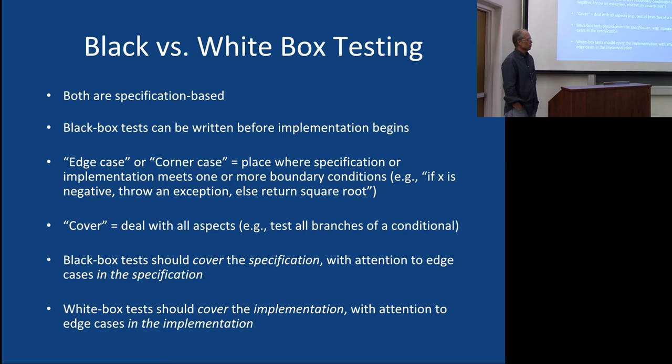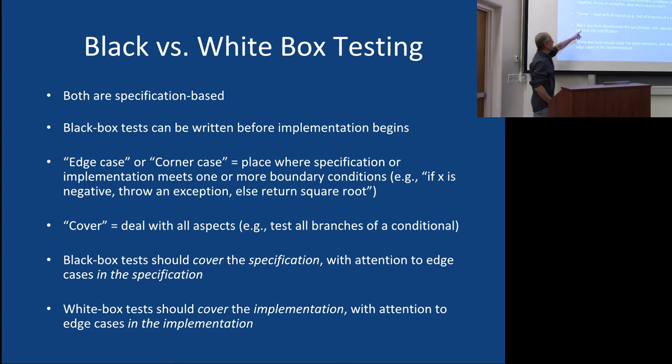Now, in either one, you talk about edge cases or corner cases, and that's just a boundary condition. Like if the method says it does one thing if the number is positive and another thing if the number is 0 or negative, then you probably ought to test for 0 or for a small positive number, because there's a discontinuity, a place where there's a change. That's an edge or a corner in the specification. So that's a place where bugs often hang out.